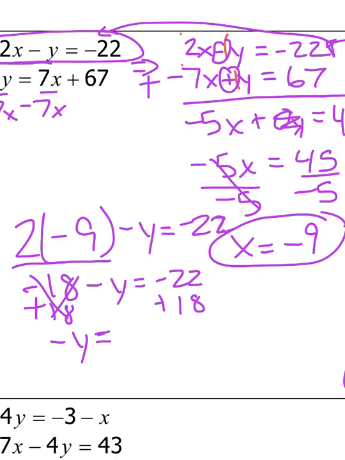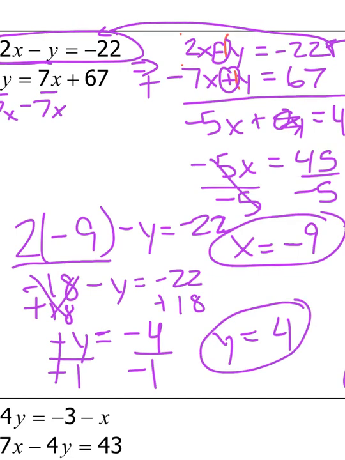Negative y equals, that looks like a negative 4. Negative 22 plus 18. It's a difference of 4, but because the 22 is greater and it's negative, we have a minus. Now remember that what we want is we want a positive 1y. We want a positive 1y. So to do that, we have to divide by a negative 1. The negative and a negative cancel. Y divided by 1 is just y. Negative 4 divided by negative 1, positive 4. There you have it. Negative 9, comma 4 is our solution.